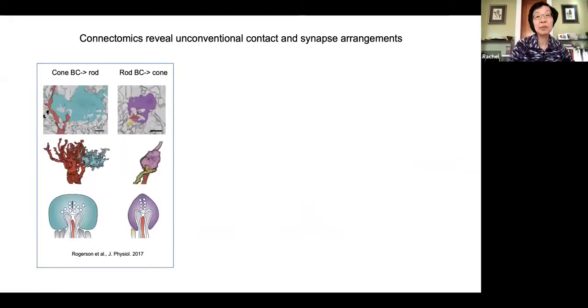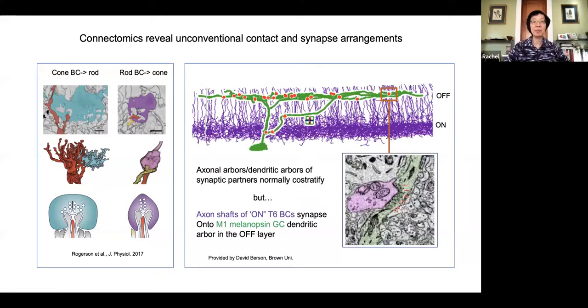It's not surprising that connectomics have also revealed unconventional contact and synapse arrangements. For example, cone bipolar cells talking to rods and rod bipolar cells talking to cones. And my favorite example is actually this one, because it breaks almost the synaptic connectivity rules of the retina, because normally axons and dendrites of synaptic partners would co-stratify.